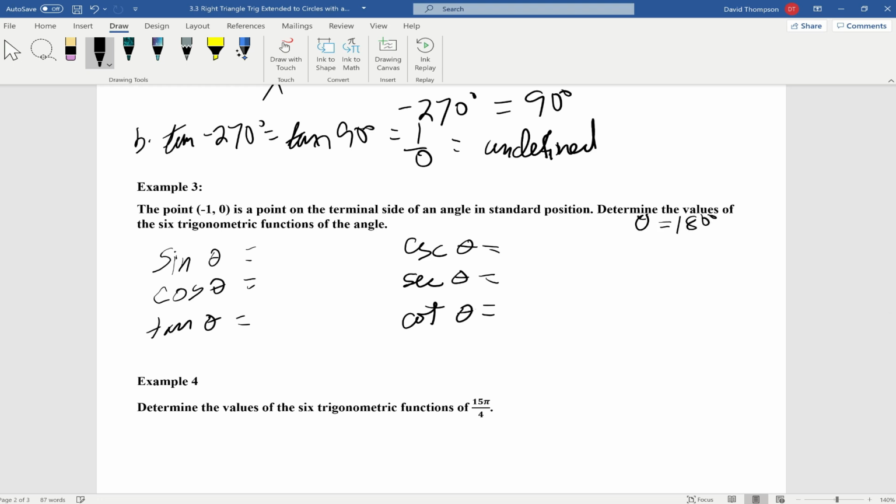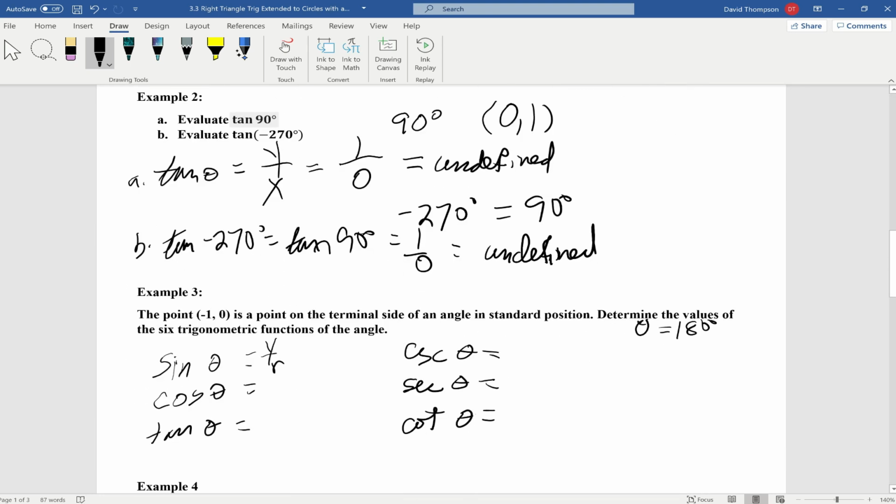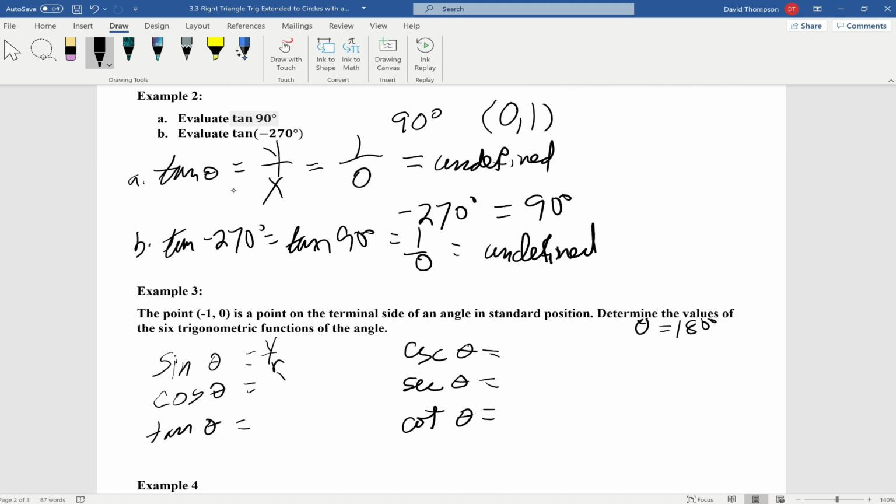And sine is defined as y over r. Cosine is defined as x over r. Tangent is defined as y over x. Cosecant is defined as r over y. Secant is defined as r over x, and cotangent is defined as x over y.